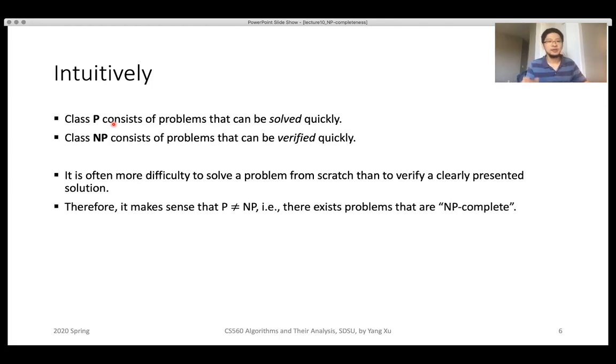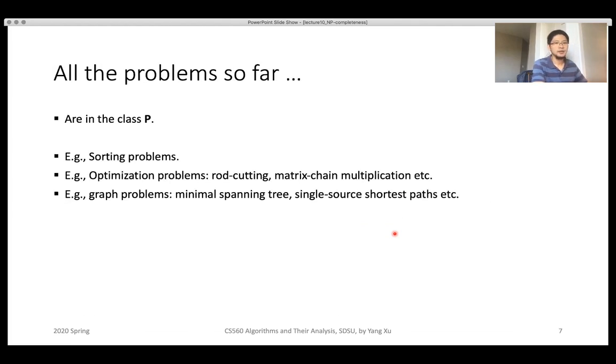So it makes sense to infer that the set P doesn't equal the set NP. It is reasonable to believe there are some problems that are NP-complete. NP-complete means that type of problem is outside P, and together, NP-complete plus P will complete the whole NP set. Within the next few slides, we'll have more diagrams to showcase the relationship between P, NP, and NP-complete.